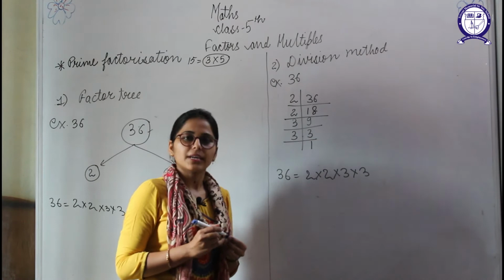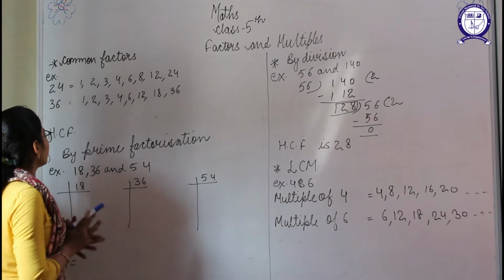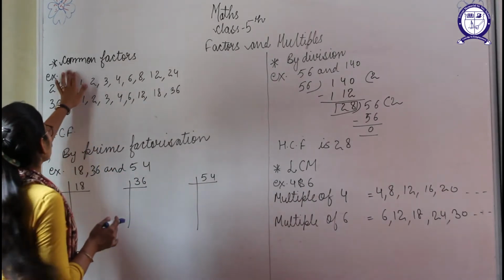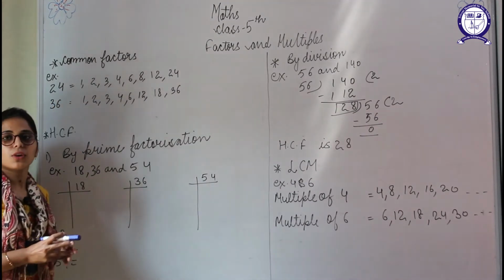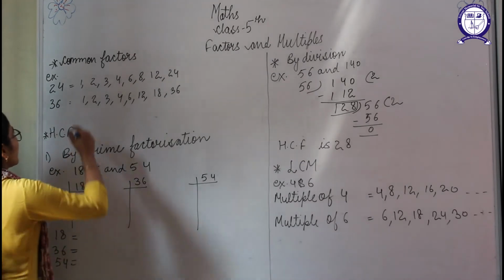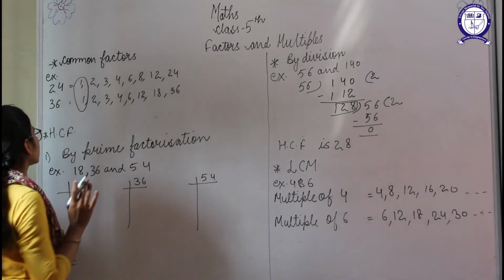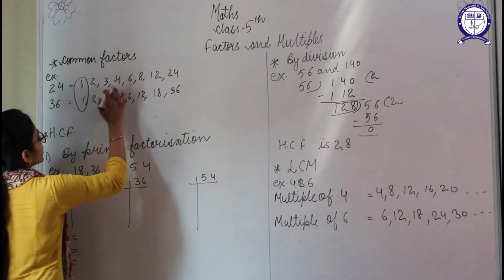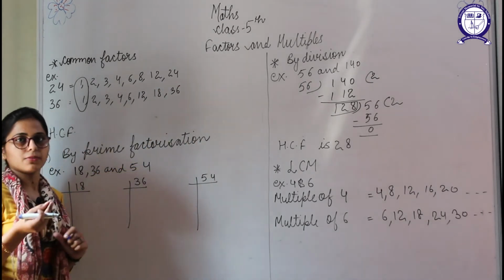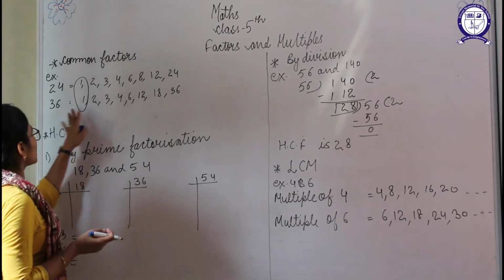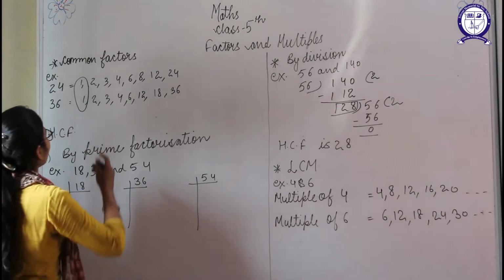Now we will discuss HCF and LCM, students. Before HCF and LCM, let's discuss common factors. First, we have an example of 24 and 36. For this, you have to find the common factors. As you all know, 1 will be the common factor of all numbers, because 1 is a factor of all of them. Now for 24, 2, 3, 4, 6, 8, 12 and 24 are the factors, because these divide 24 completely. For 36, 1, 2, 3, 4, 6, 12, 18 and 36 are the factors.